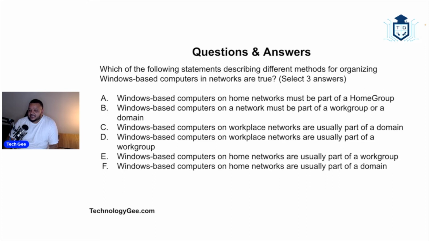So which of these statements is true? Three of them are true in regards to different methods for organizing Windows-based computers and networks. The correct answer would be B, C, and E. Windows-based computers on a network must be a part of a workgroup or a domain. Windows-based computers on workplace networks are usually a part of a domain. And Windows-based computers on home networks are usually part of a workgroup.